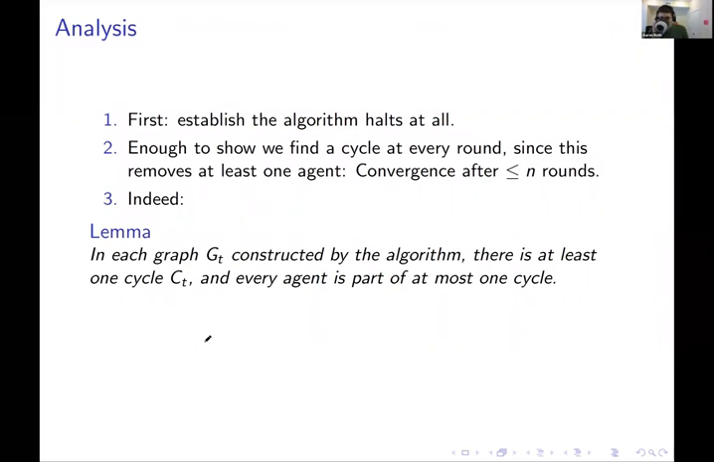So the first claim is that in the graph that is constructed by the algorithm at every round t, this is the graph that results from everyone pointing to their most preferred good amongst the ones remaining, that there's always at least one cycle, okay? And in fact, every agent is part of the one cycle. So who can tell me why I don't have to worry about being stuck at some round, like round 5, and not having any cycles in the graph? Why do these graphs that we're constructing always contain at least one cycle?